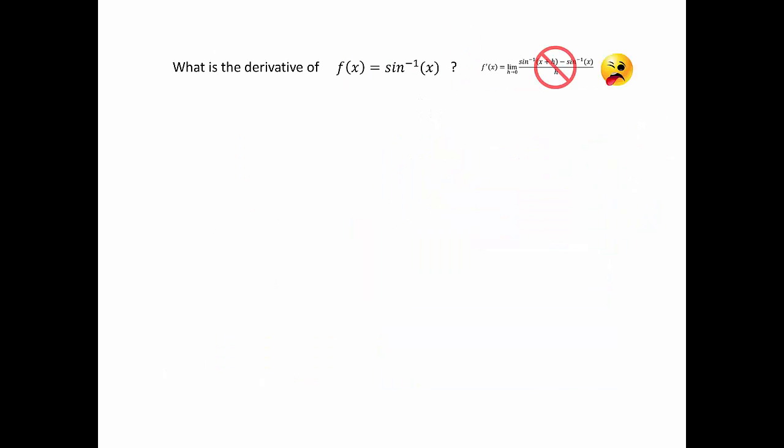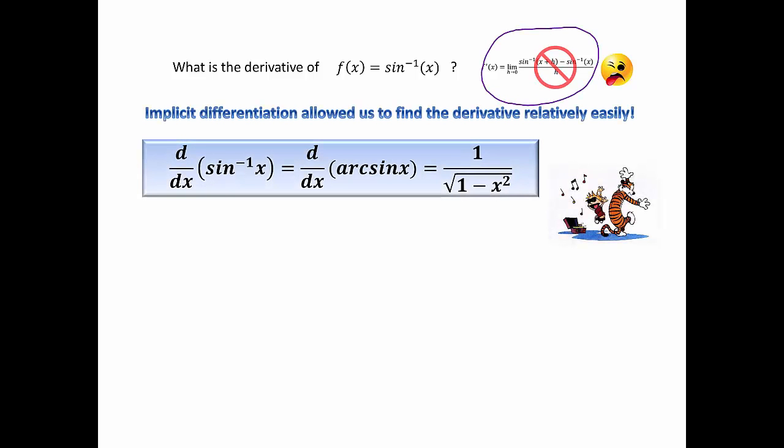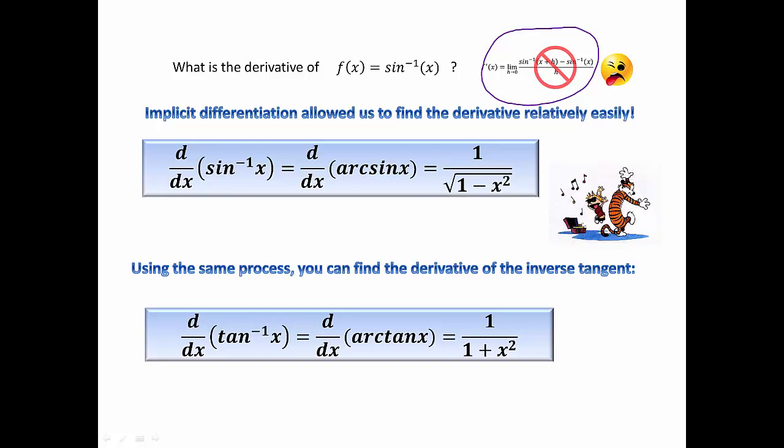So just to review, we don't want to look at something that's ugly like this. So we did all our work, and implicit differentiation allowed us to do this. And if you do the same thing, you can figure out the derivative of arctangent. I would suggest trying to figure out why it's 1 over 1 plus x squared. Just go through the same process and you've got it.